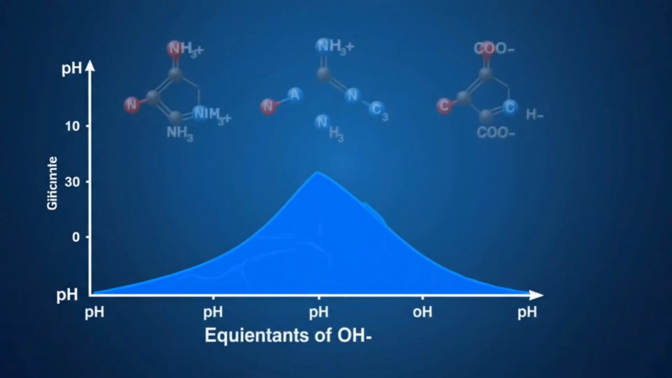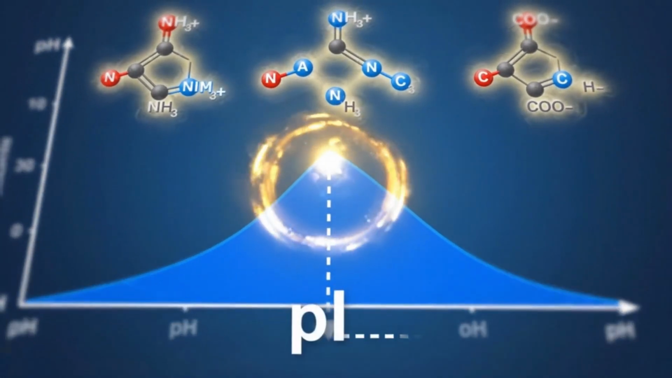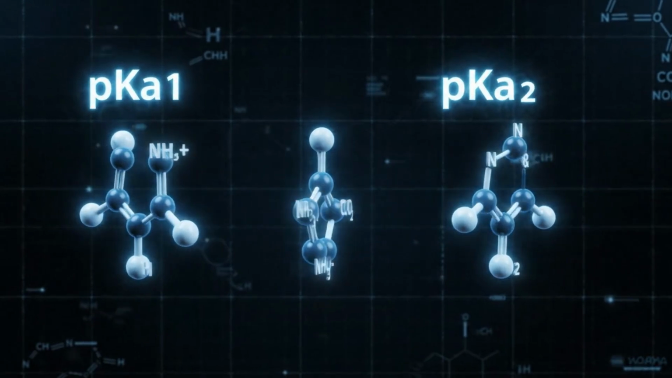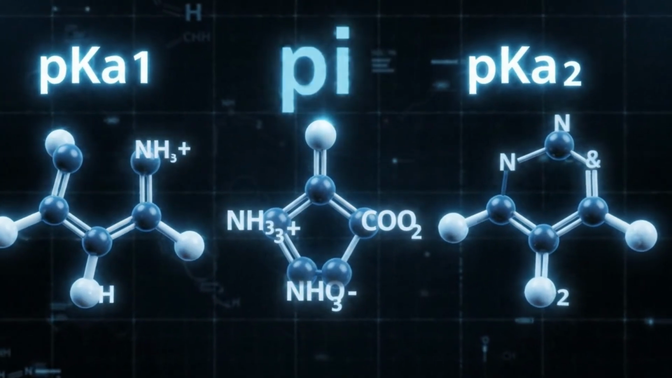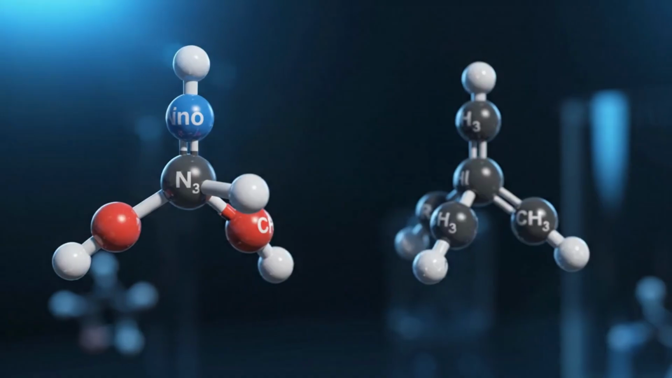The isoelectric point, or pI, is the pH at which an amino acid has 0 net charge. For amino acids without ionizable side chains, the pI lies between the two relevant pKa values.